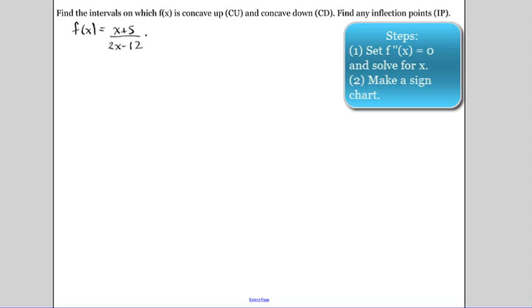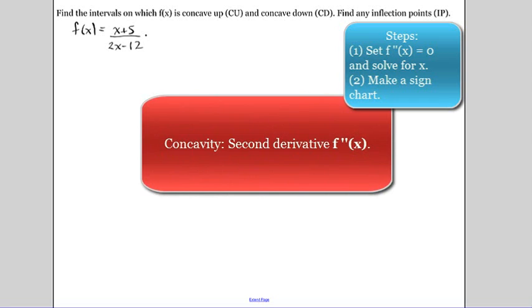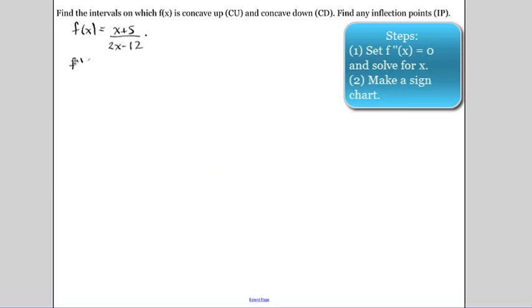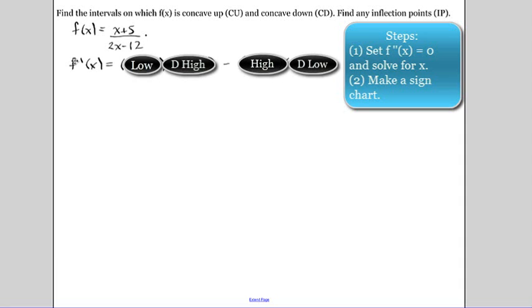So when you see the word concavity, you should think of the second derivative. Since we're going to have to take the second derivative, we'll need the first derivative. So f prime of x is going to use the quotient rule. I'll just remind you how that goes. We write low d high minus high d low all over low low.